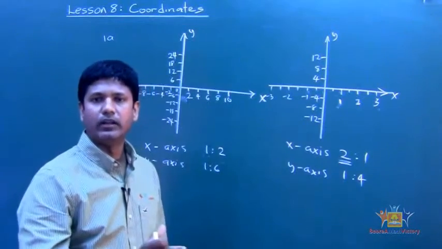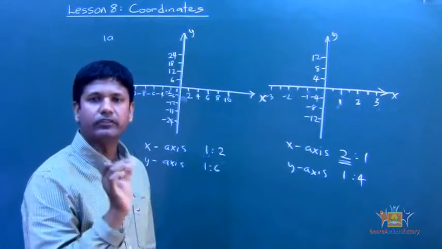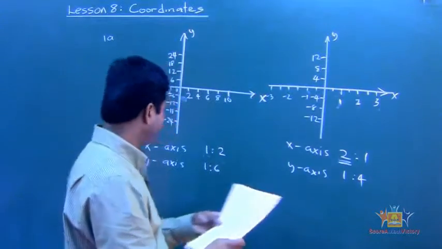Alright, from 0 to 1, and 1 to 2, you're given 2 scales. Alright? Okay, let's do C.